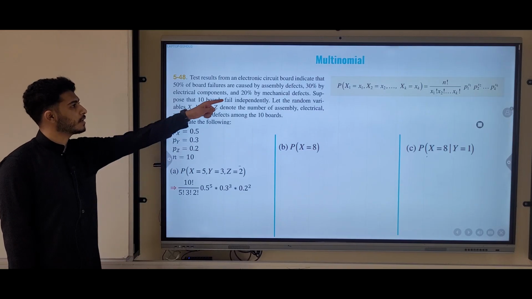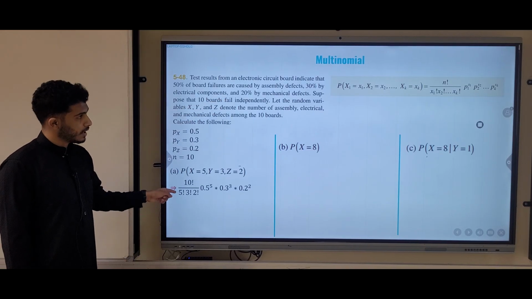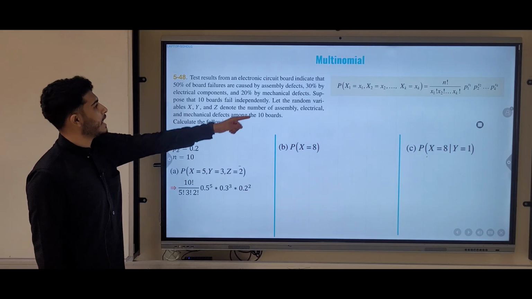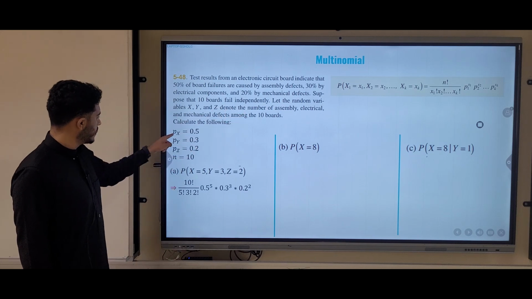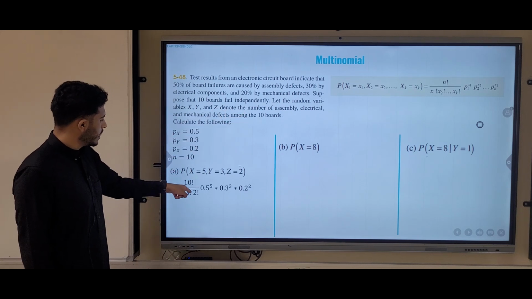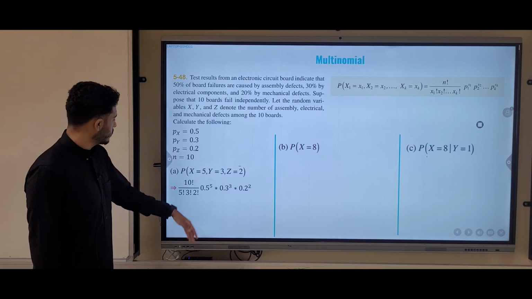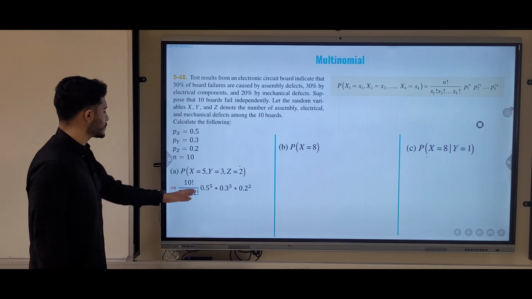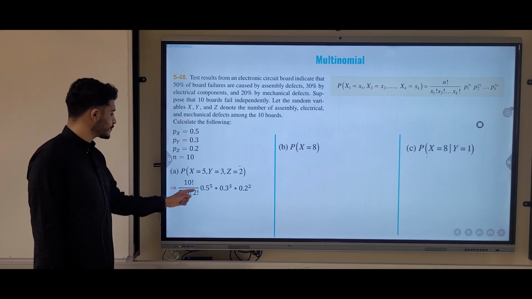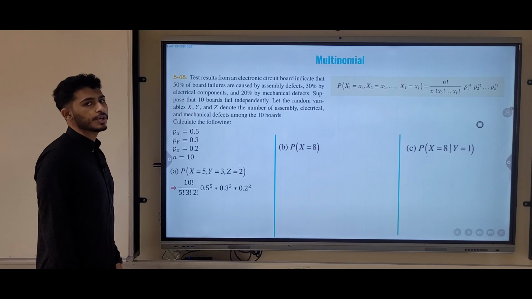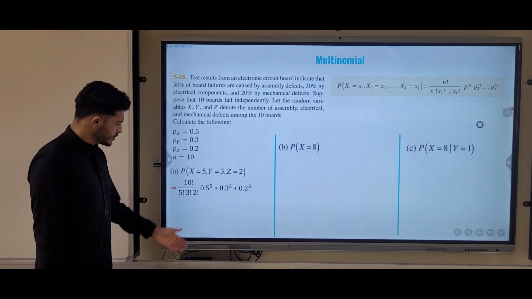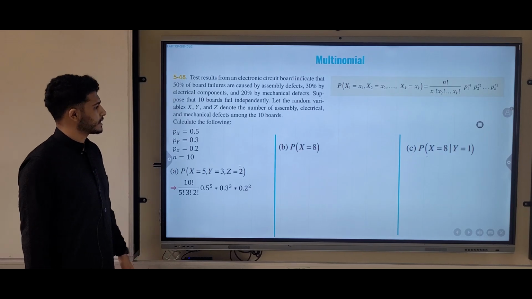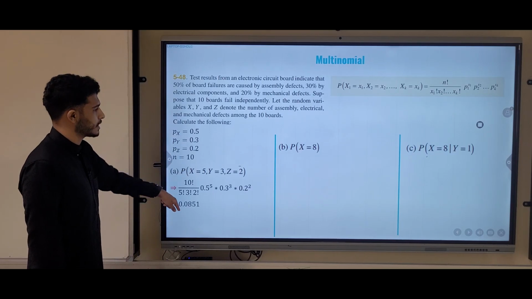You have n factorial, and we have the number of desired successes, the number of successes for X, the number of successes for Y, and the number of successes for Z, all factorial, and then we multiply the probabilities raised to the number of successes that we want for each outcome. If you read the formula, you might be able to hint it out yourself, and that's basically it. So this is the answer here at the end.